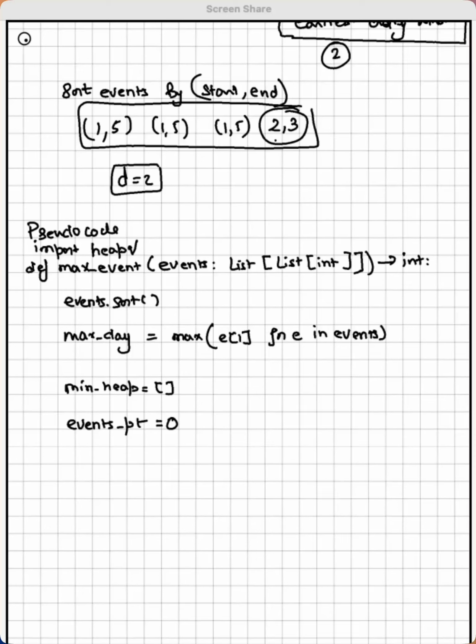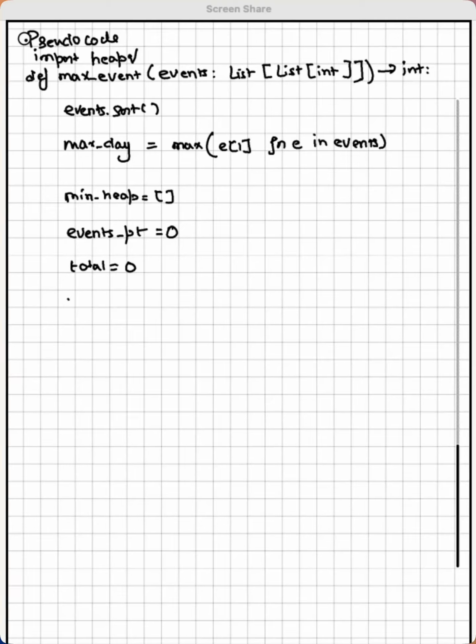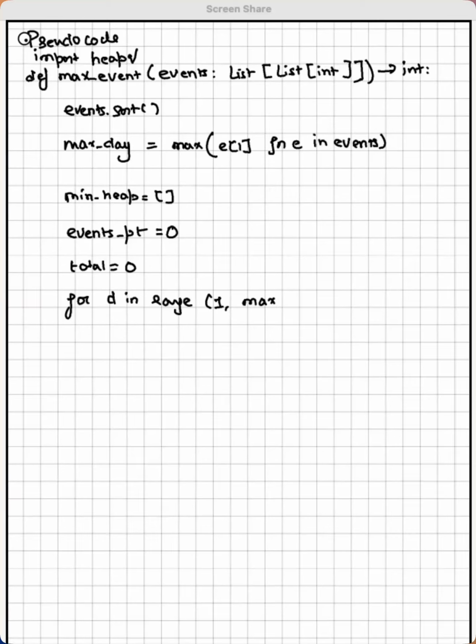So let's say we start at the 0th one, and total will give me the maximum duration of days that we covered events. Okay, so let's start the for loop now. So for d in range of 1 to max day plus 1. So we're going day by day.